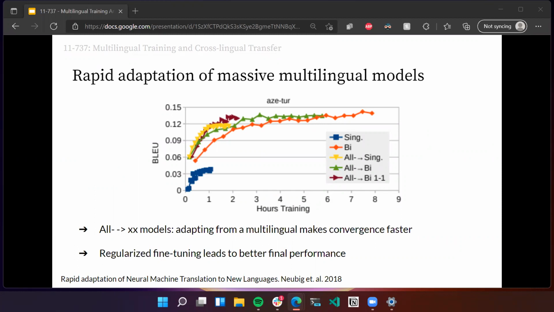And just as a caveat, this is an idea maybe to try for the homework too, because when you fine-tune Flores, you only fine-tune on the low resource language, but maybe something to try would be to do this regularized fine-tuning. Just an idea.